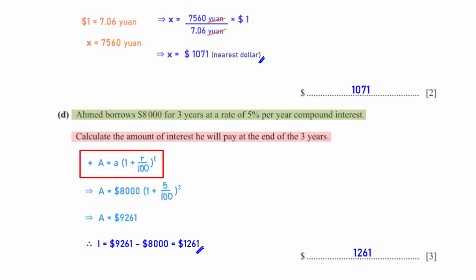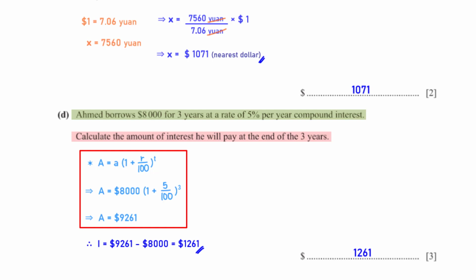Big A represents the amount of money he will pay at the end of the 3 years, which is what we are finding. Small a represents the amount he borrows, which is $8,000. R is the annual rate, which is 5, and T is the time duration in years, which is 3. When we type this into the calculator, we get $9,261. Now we know the total amount of money he will pay.